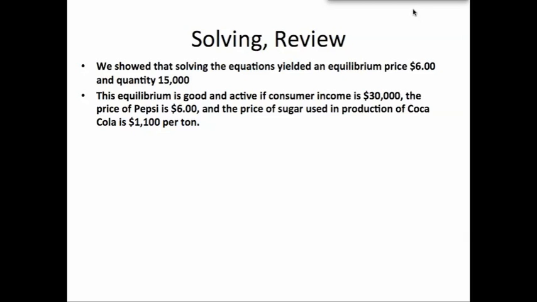The equilibrium is relevant if consumer incomes are equal to $30,000, if the price of Pepsi is $6, and if the price of sugar used in production of Coca-Cola is $1,100 per ton. If any of those three things change, the equilibrium will change. We want to start thinking about how we look for that changed equilibrium mathematically.